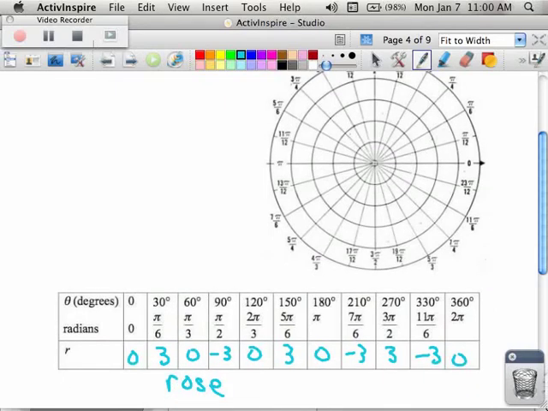I plot it and I see 0, 0. Here's 1 point. I see pi over 6, 3. Here's another point. I see pi over 3, 0. Pi over 2, negative 3. And I see 5 pi over 6, 3. And that's all I really care about. Because guess what? Those are my 3 petals.